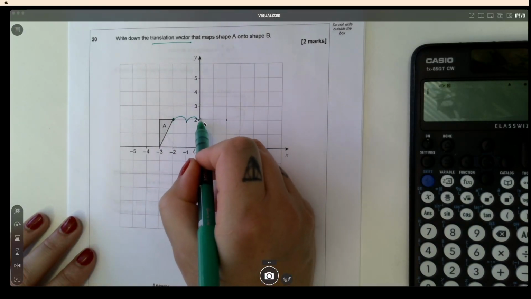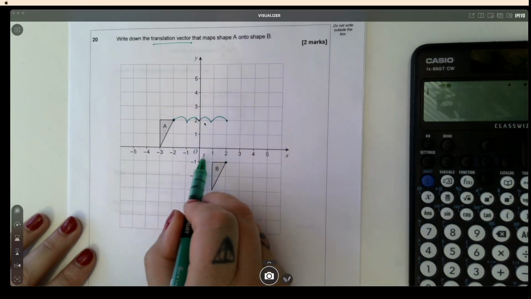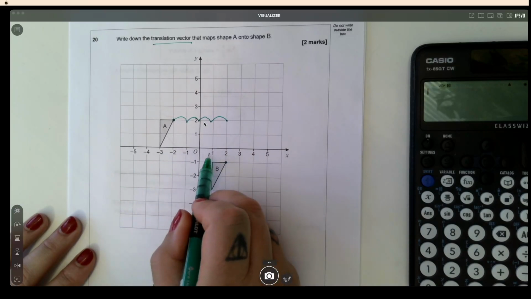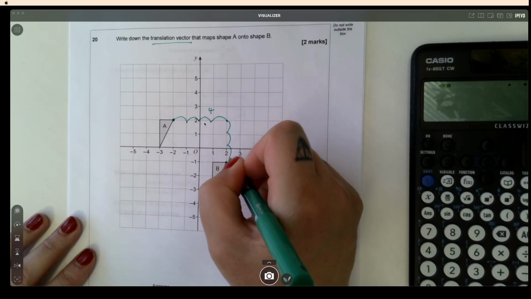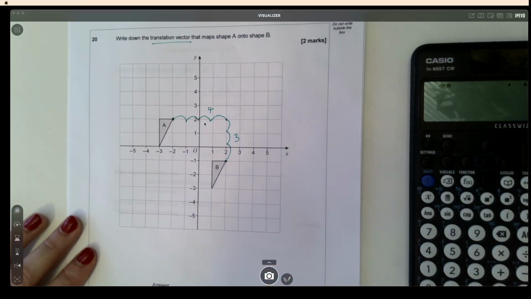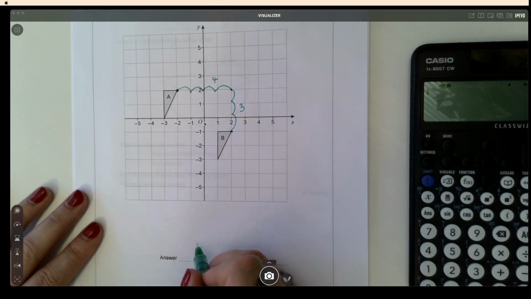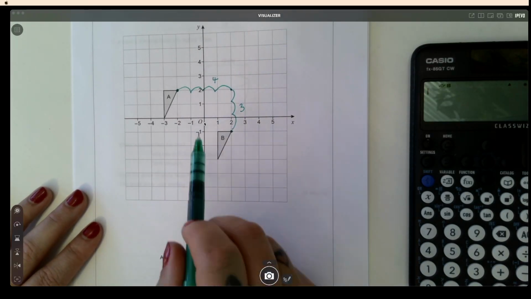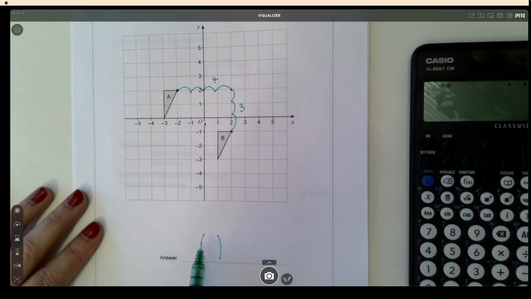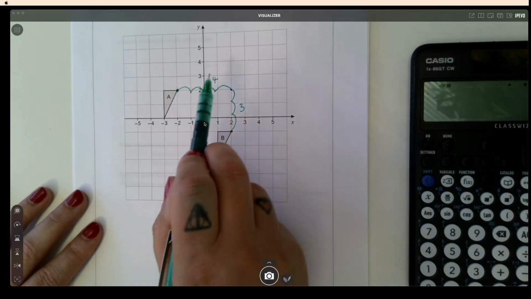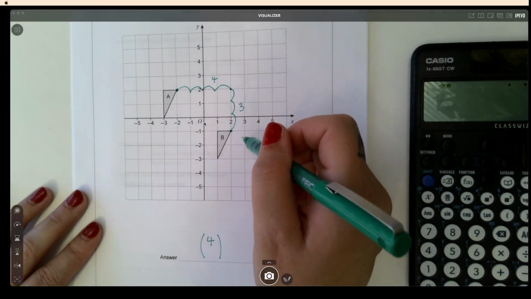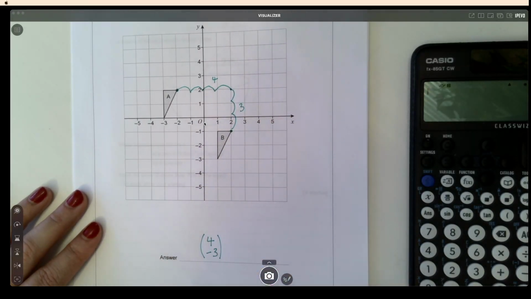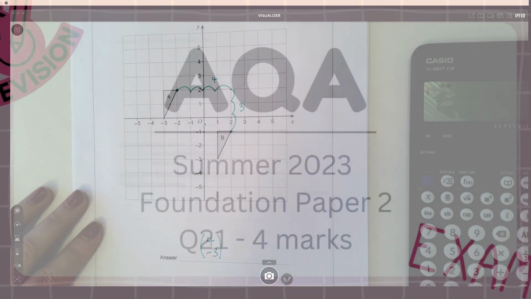So 1, 2, 3, 4. Checking that scale there, it's definitely going in 1. So it's gone 4 to the right, and then 1, 2, 3 down. So in terms of our translation vector, it's the long brackets, the tall brackets. The movement left or right goes on the top. We've gone right, so it's a positive movement of 4, but we've gone down 3, so it's a negative 3 underneath.